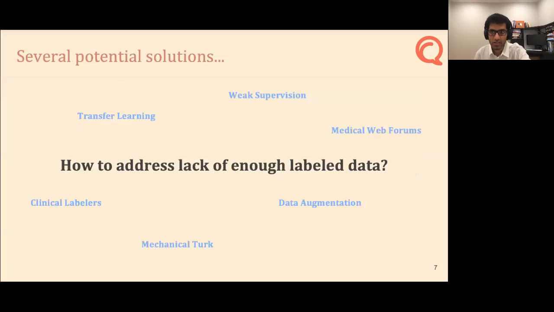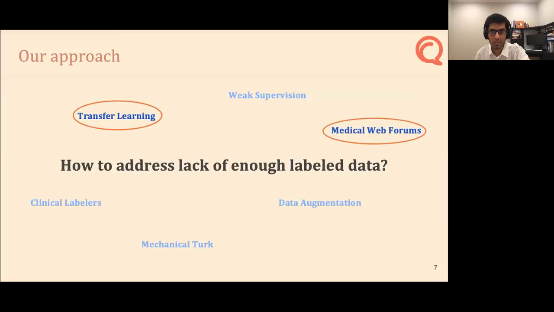There are several approaches in the field of ML to address the lack of enough label data, and we list a few of them here. We particularly leverage three of these in our approach. First, the idea of transfer learning. Second, the abundant question answer pairs prevalent on existing medical web forums such as HealthTap. And third, our in-house clinical labelers that we had at Cura.